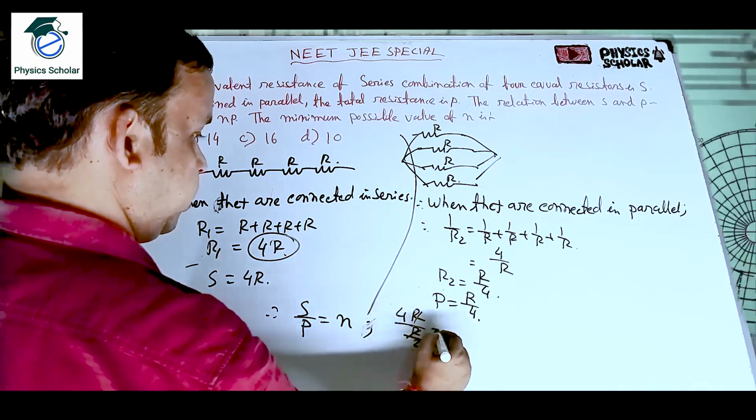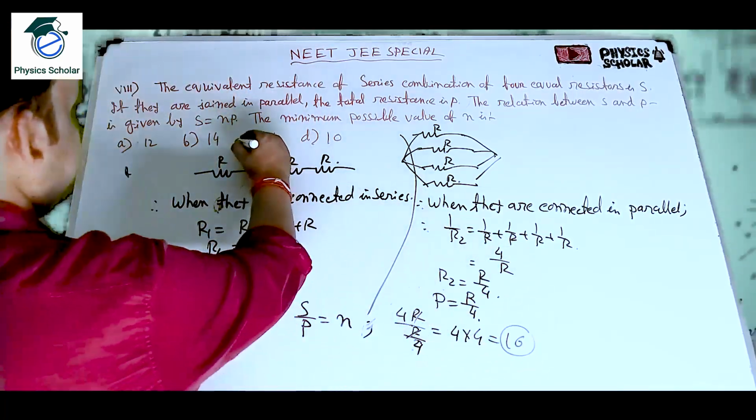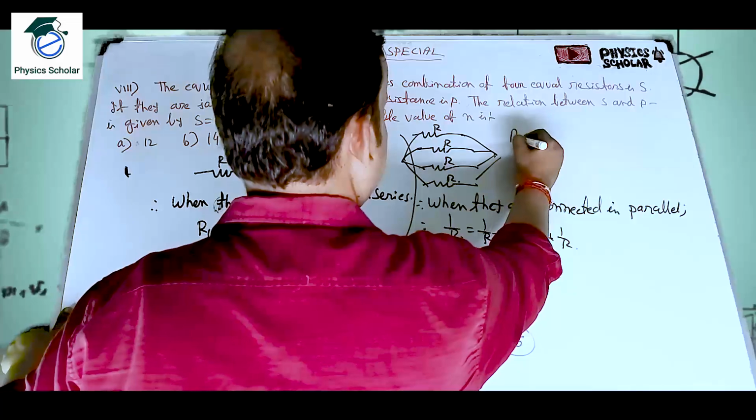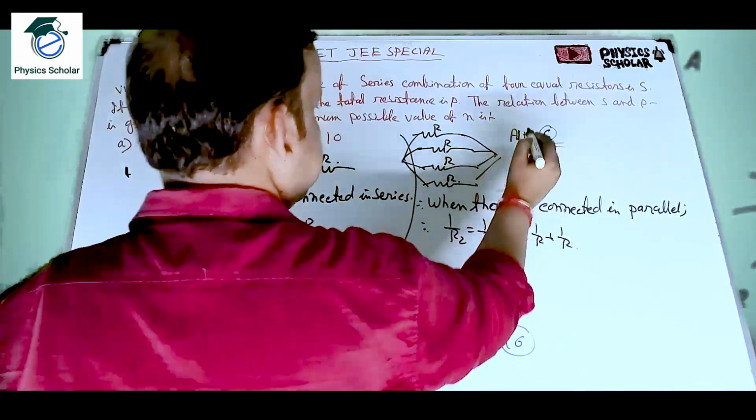Clear? So this will be cancelled. So 4 into 4 is equal to 16. So what is the value of N? The value of N will be 16. So the answer will be option 3rd.